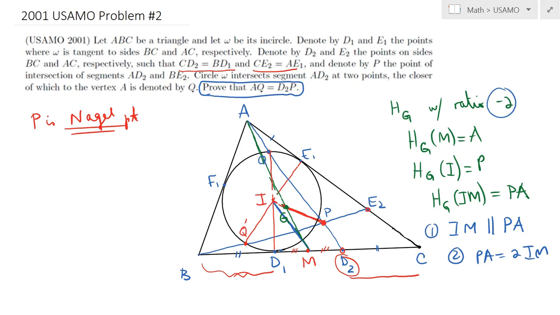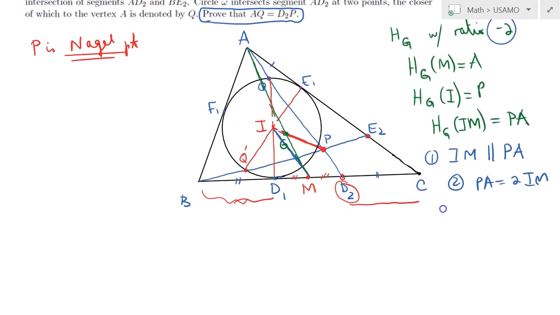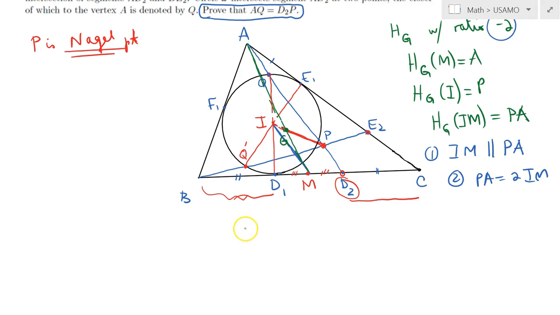And the reason is the following. Consider another dilation, centered in point D1. And I claim that this dilation centered at D1, which takes I to Q, will have a ratio of 2, but plus 2 obviously this time.